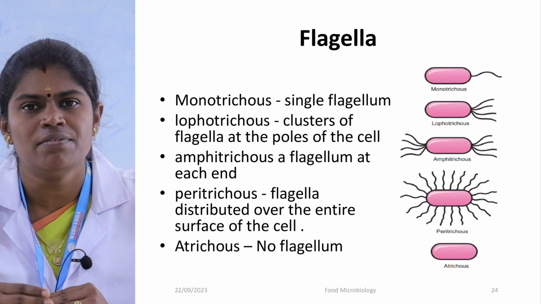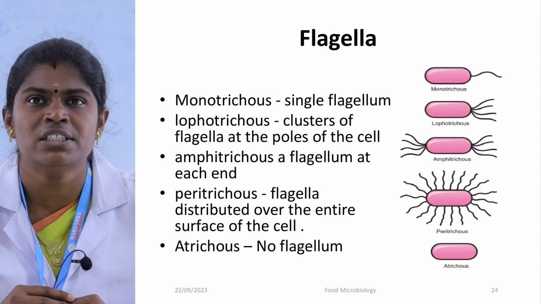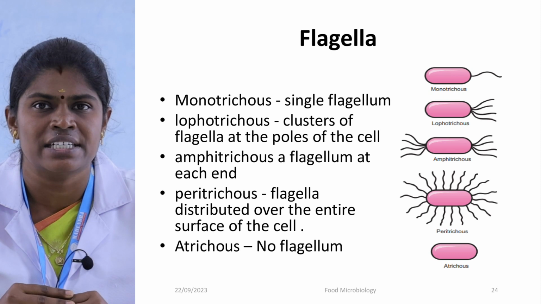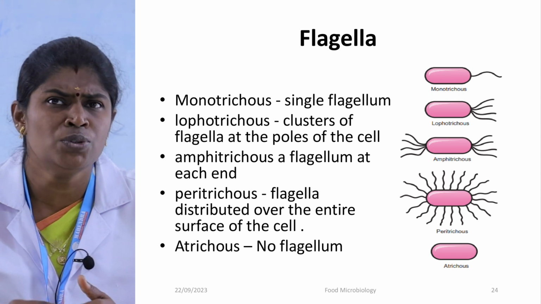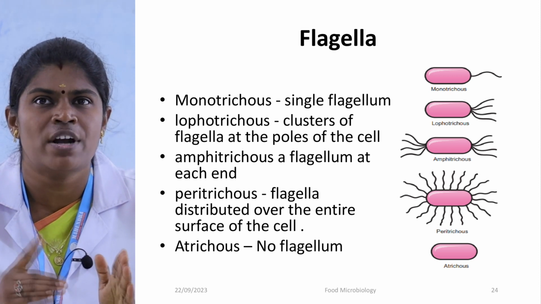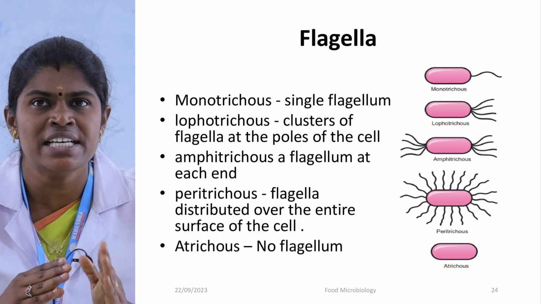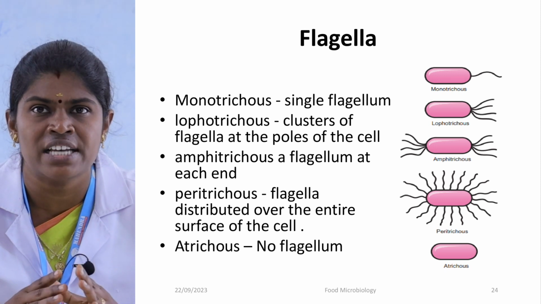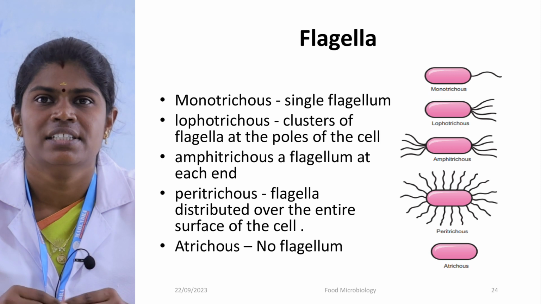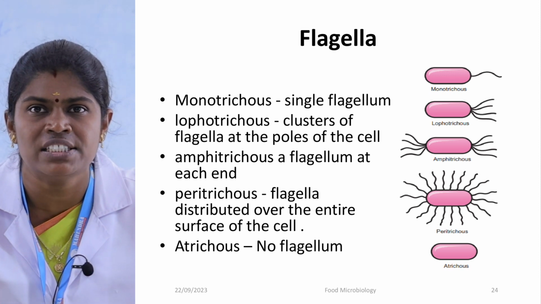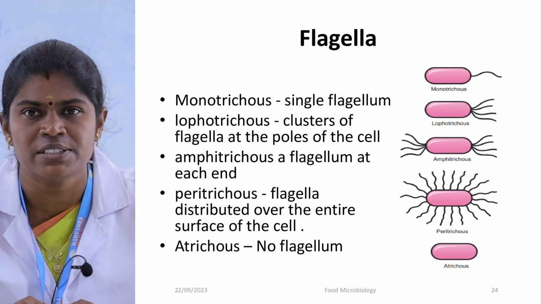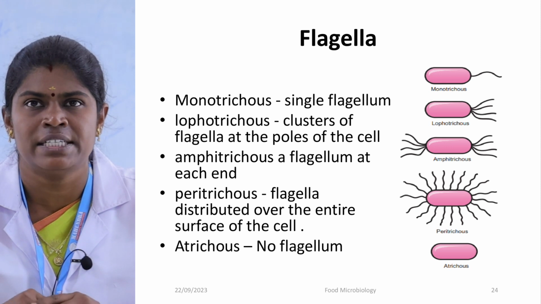Based on their arrangement, we can classify flagella into five types: monotrichous, lophotrichous, amphitrichous, peritrichous and atrichous. Monotrichous means a single flagellum at one end of the bacterium. Lophotrichous means a cluster of flagella at one end. Amphitrichous means clusters at both ends. Peritrichous means flagella over the entire surface of the bacterium. Atrichous means there is no flagella on the outer layer of the bacterium.